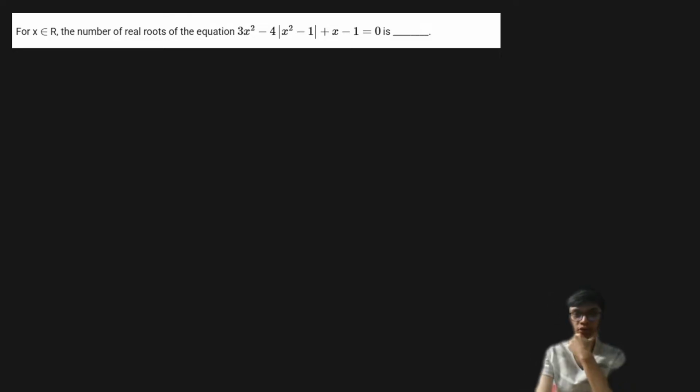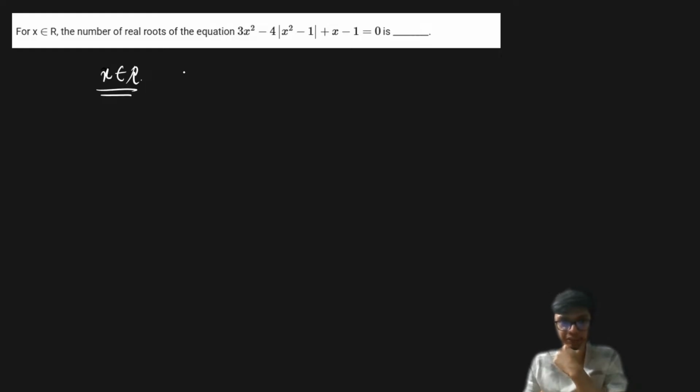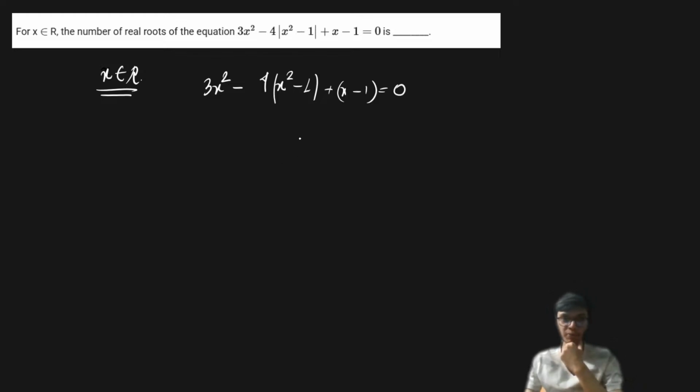If I look at this problem, first and foremost, it is said that x belongs to the real numbers, and we have to find the number of real roots of the following equation. The equation given is 3x square minus 4 times mod of x square minus 1 plus x minus 1 is equal to 0. We have to find all the real roots of this equation. So let us see how we do it.